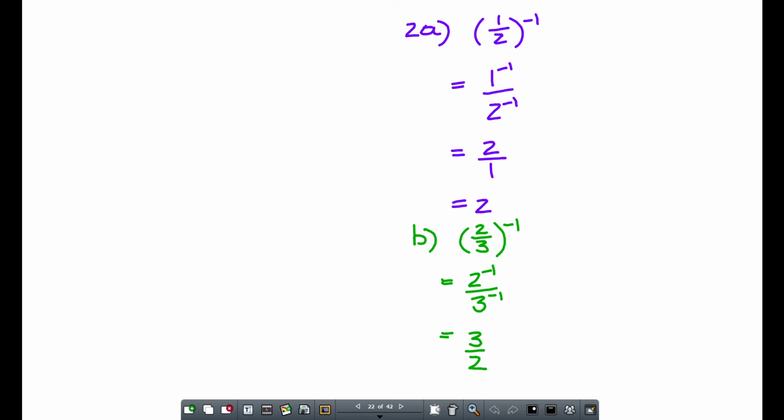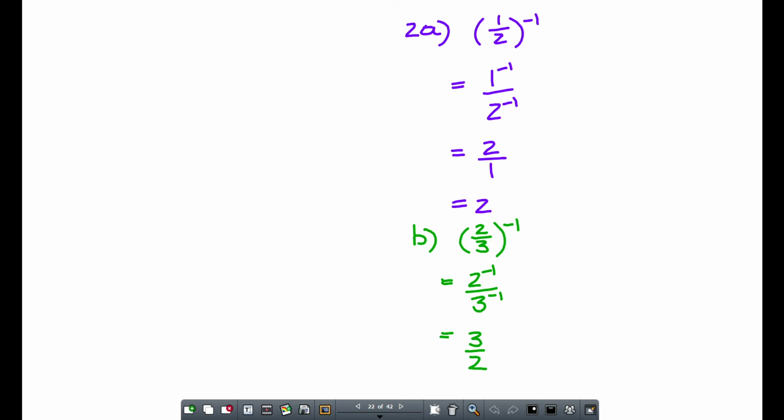Right, so 2a. When we have brackets, a half to the power of minus 1. Now remember that minus 1 applies to everything inside the bracket. So it's the same as 1 to the power of minus 1 over 2 to the power of minus 1. Now to make them positive, I'm going to move them to the other side of the fraction. So if this one moves to the top, it becomes 2 to the power of positive 1, but I don't have to write that one. If this one moves to the bottom, it becomes 1 to the power of positive 1. So just 1. And 2 over 1 is the same as 2.